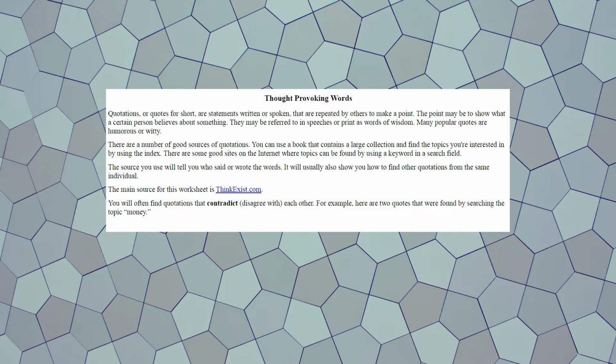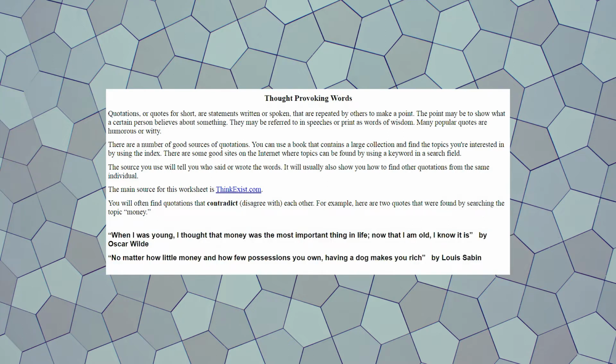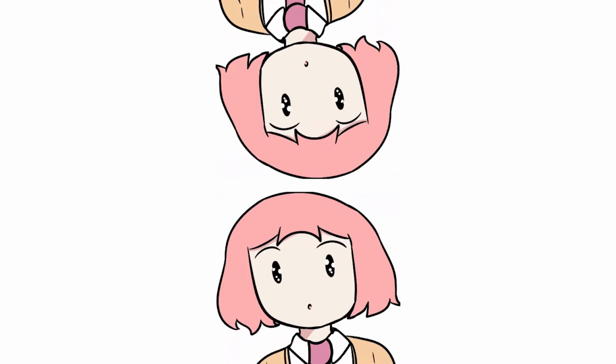So to what extent do you agree with Oscar Wilde's quote? "When I was young, I thought that money was the most important thing in life. Now that I'm old, I know it is." And you can absolutely imagine how a discussion on that would go in class.